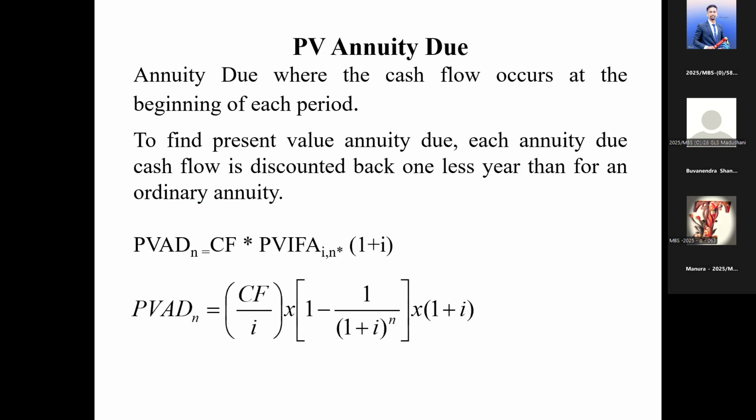Annuity due is different now. There is a 1 year difference because the cash flows occur at the beginning. Due to that, in case of present value of an annuity due, each cash flow is discounted back 1 year less than an ordinary annuity. What is the meaning of that? Here you can see the equation: 1 minus 1 over (1 plus I) to the power n, divided by I, multiplied by 1 plus I. Or you can use the present value annuity table times 1 plus I, or you can take the annuity due table directly and find the factor.